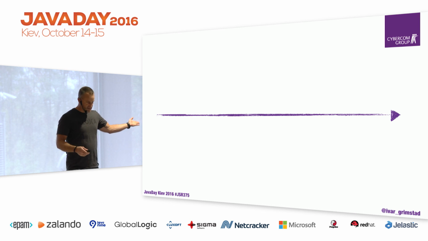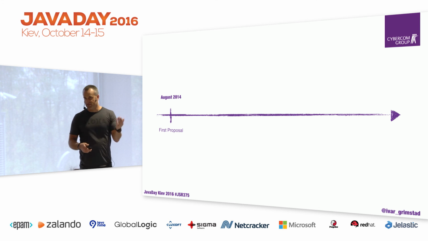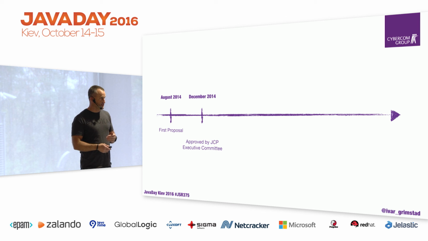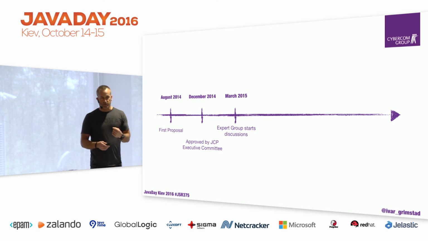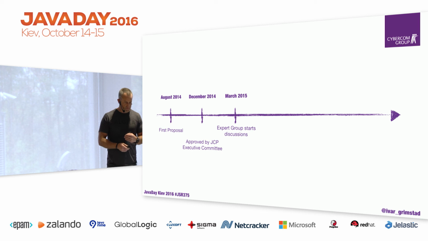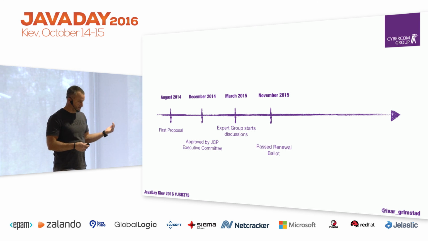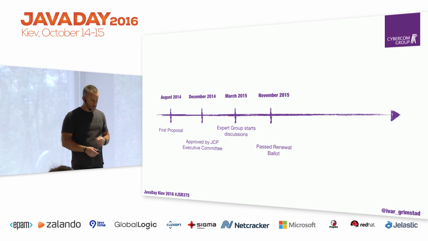So this is the timeline. The JSR was initiated with a final proposal in August 2014. Then in December the same year, it was approved by the executive committee. The expert group was formed in March 2015. And then after JavaOne in 2015, it passed the renewal ballot in the JCP, which is a part of the JCP process.